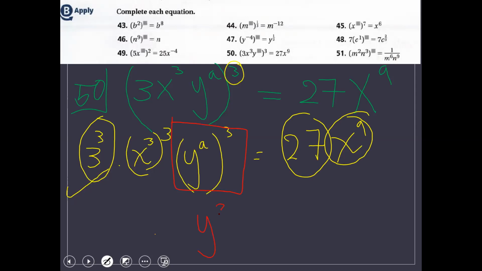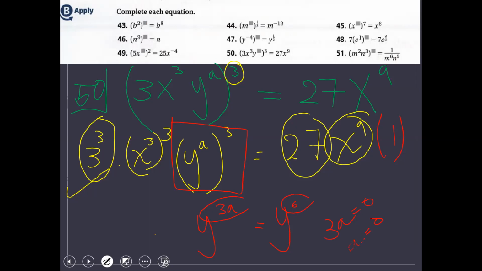3 times a is 3a, equal to... there's no y. So it is y to the power 1 here. And as we know from the first lesson, 1 is y raised to the power 0. So 3a equals 0, so a is 0. This is now number 50.